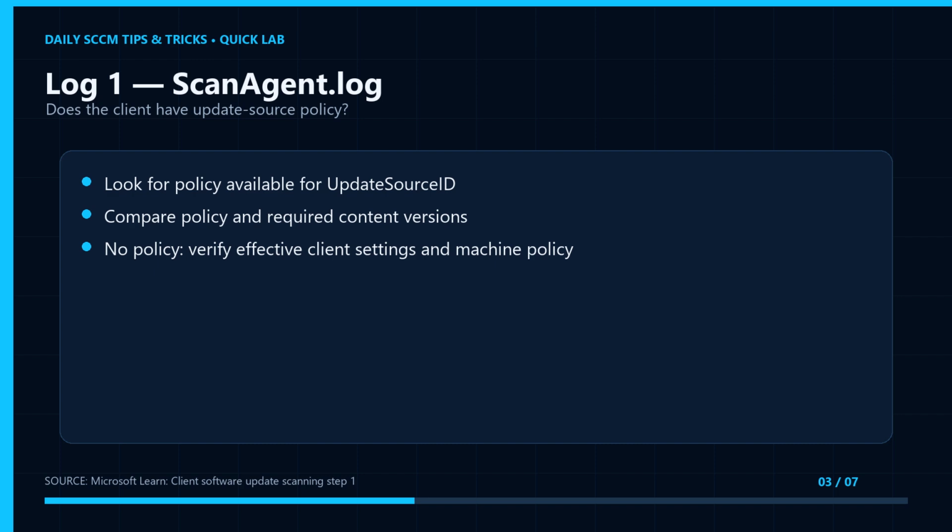If ScanAgent says no policy is available, open the Effective Configuration Manager client settings for the test device and verify Enable Software Updates on Clients. Trigger one machine policy retrieval and evaluation cycle, then reread PolicyAgent and ScanAgent at the same timestamp. Do not continue to WUAHandler until ScanAgent has a valid policy.